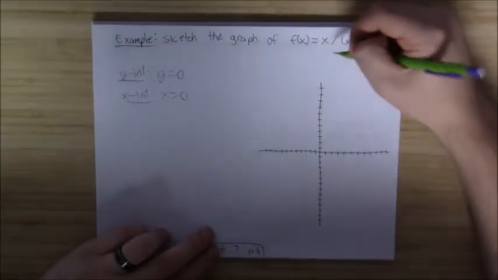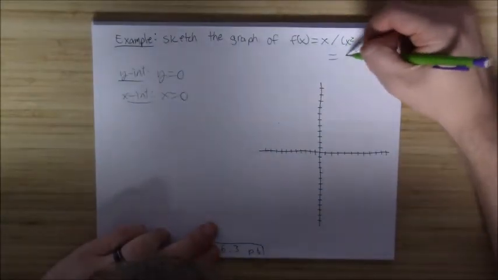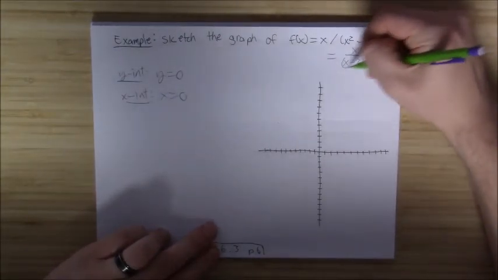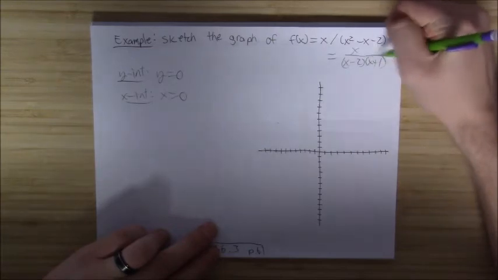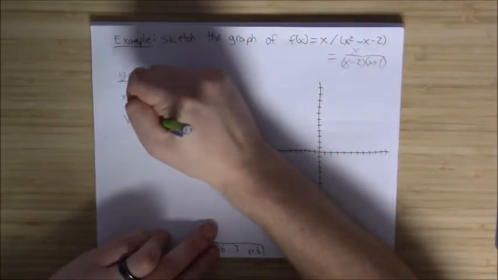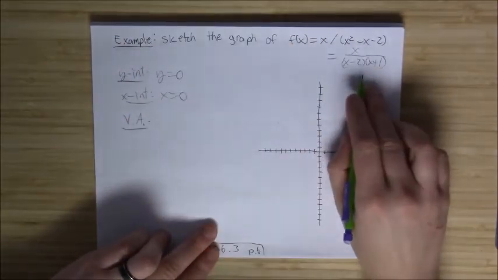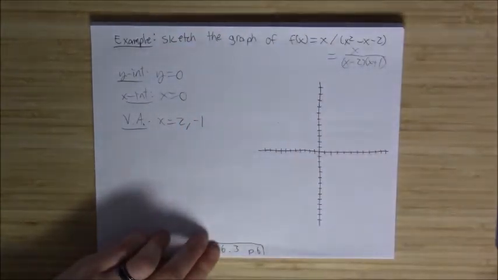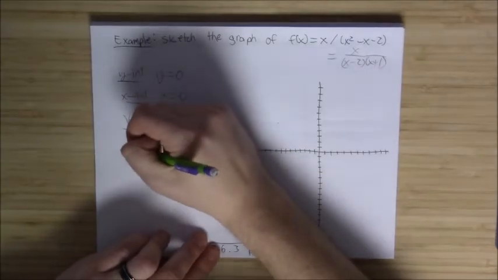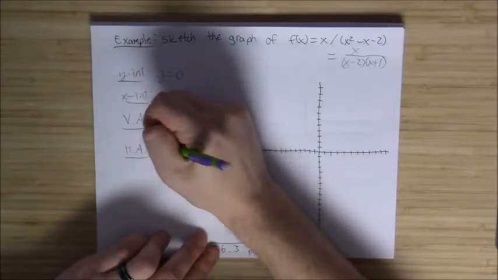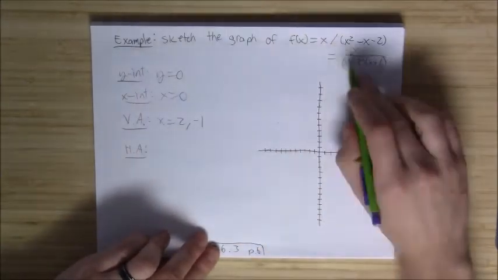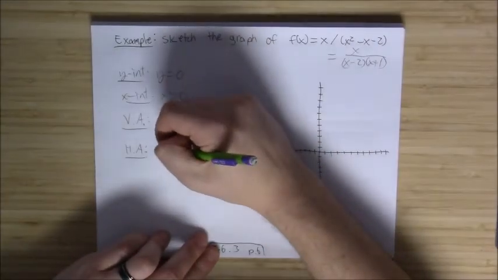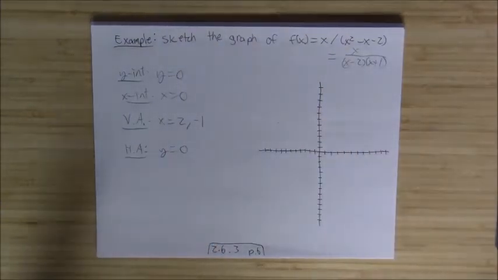Factoring the bottom here, I should have factored at the start, but that's (x minus 2)(x plus 1). So the vertical asymptotes are going to be x equals 2 and x equals -1. So we have 2 different ones. And finally, we have our horizontal asymptote. Because the degree of the top is less than the degree of the bottom, it is going to be y equals 0. All right.